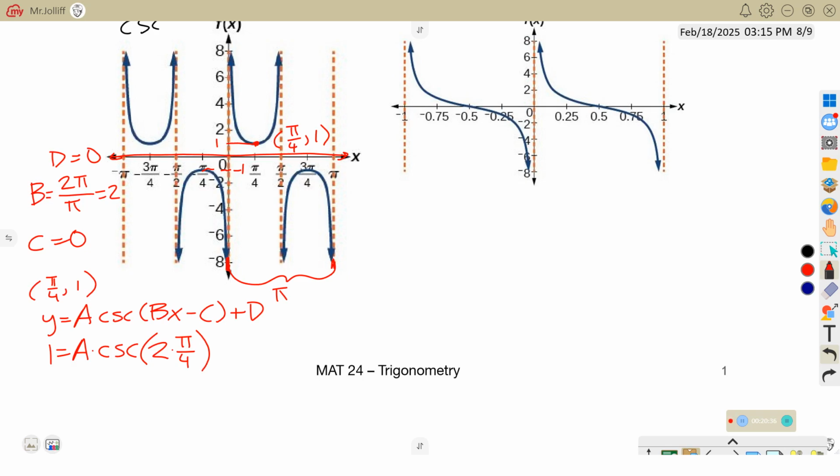Make it a little prettier. 1 equals a cosecant. 2 times pi over 4 is just pi over 2. 2/4 make a half. And that's something I can plug in my calculator. Cosecant does not have a button on your calculator. So when I go to evaluate this on my calculator, I'm going to do 1 divided, and what's the buddy of cosecant? 1 over sine. Yeah, this is going to be 1 divided by sine of pi over 2.